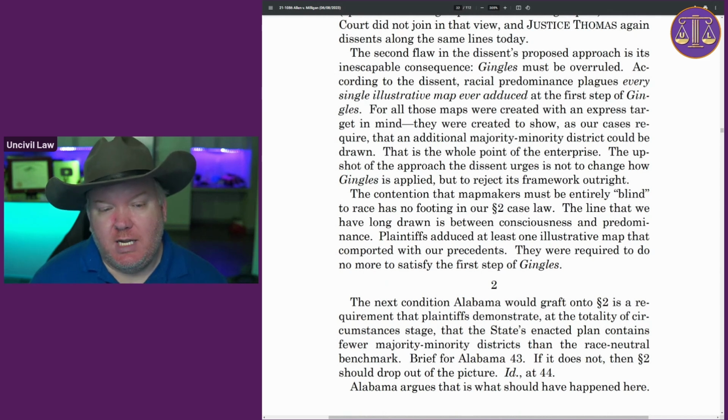The upshot of the approach the dissent urges is not to change how the law is applied, but to reject its framework outright. The contention that map makers must be entirely blind to race has no footing in our law. The line we've long drawn is between consciousness and predominance. Plaintiffs adduced at least one illustrative map that comports with precedent. That they're required to do satisfies no more than the first step of Gingles.